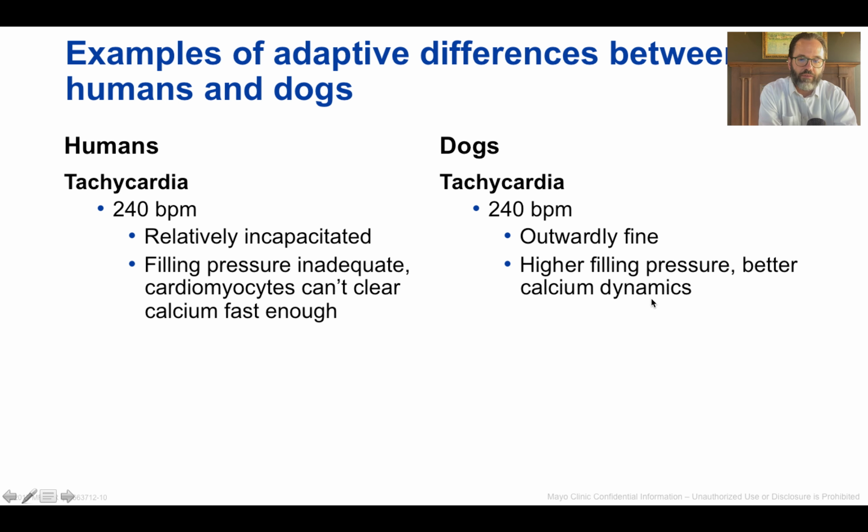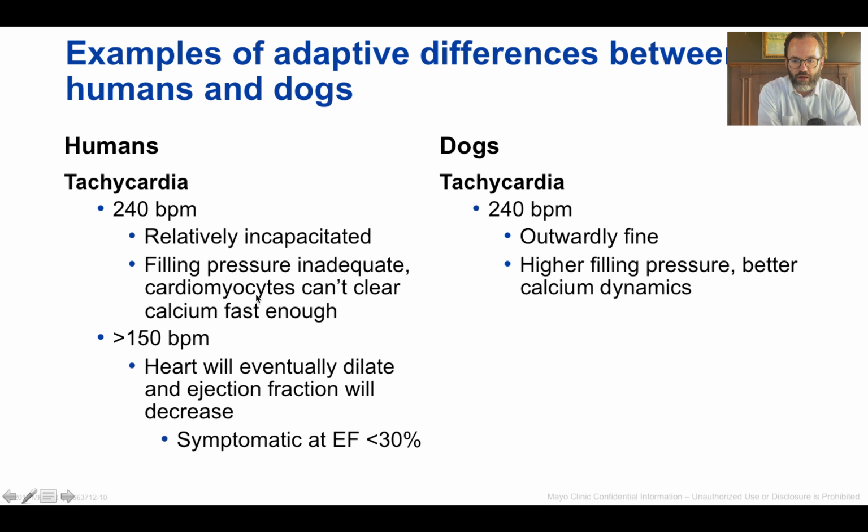Ultimately, they will develop cardiac failure due to some compensatory mechanisms that are activated as a result of that. But again, their acute response is quite dramatically different than what's observed in humans. Now, with humans, even with a heart rate of 150 beats per minute, the heart will eventually dilate and ejection fraction will decrease. Most humans will become quite symptomatic at an ejection fraction less than 30%, and even oftentimes at an ejection fraction less than 40 or 50%.